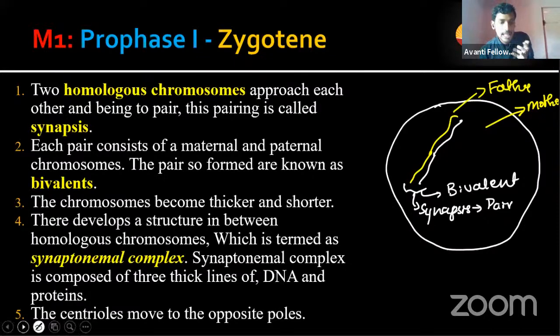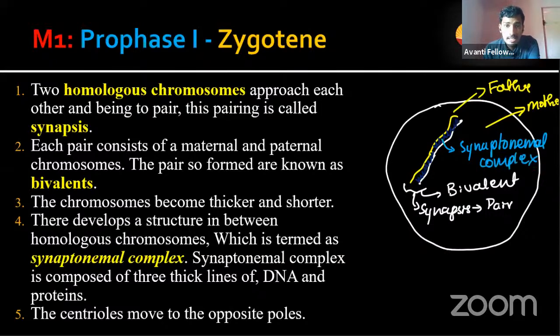In between, they develop a structure made up of protein. We call this protein structure the synaptonemal complex. Why don't these structures show the chromatids? The chromatids are there, but you can't differentiate them because condensation is not over. So in between the two homologous chromosomes, we can find a synaptonemal complex, a protein complex.